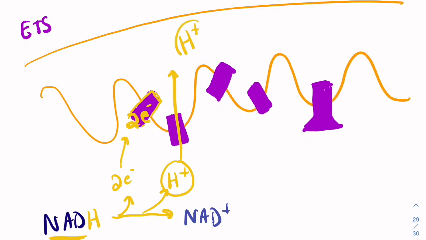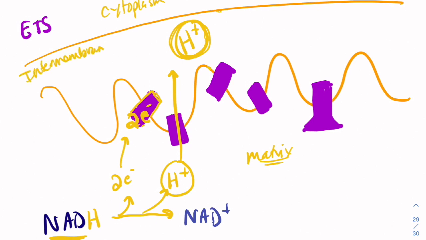Now think about where this proton is right now. What would you call that space? This is the matrix of the mitochondria right here. And way out here is the cytoplasm. It isn't in the cytoplasm. It's in this space between the inner membrane and the outer membrane. It's really the intermembrane space, which I believe is one of the answers on your homework assignment.